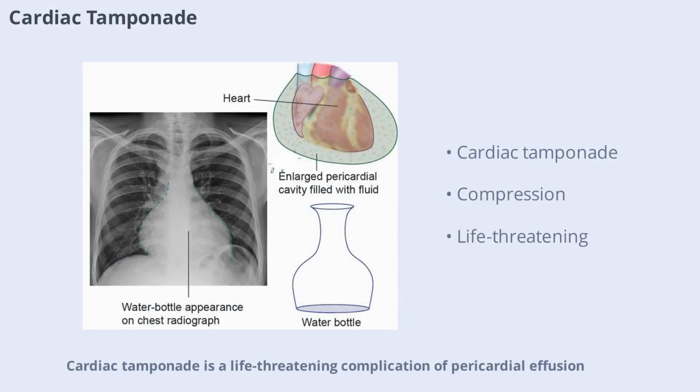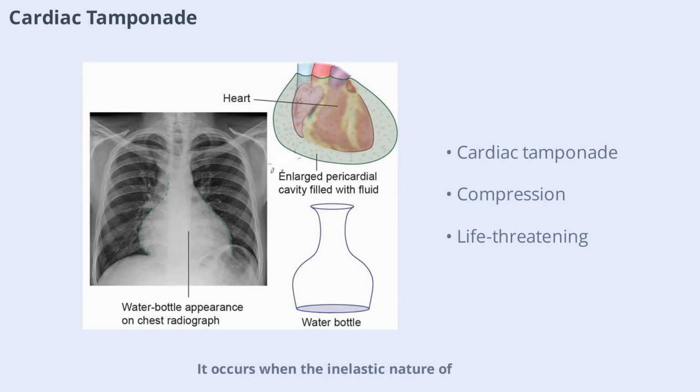Cardiac tamponade is a life-threatening complication of pericardial effusion. It occurs when the inelastic nature of the tough fibrous pericardium compresses the heart, severely restricting its ability to pump blood. Immediate recognition and intervention are crucial to prevent cardiac arrest and save the patient's life.